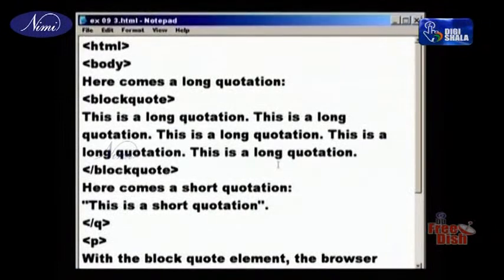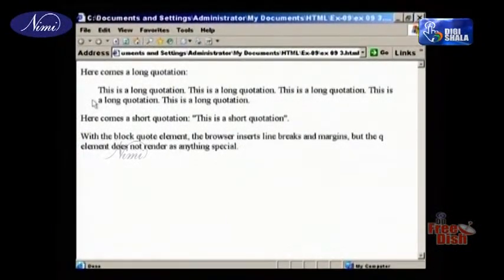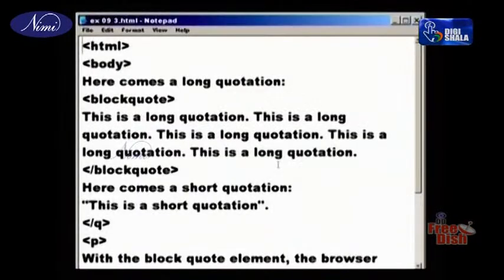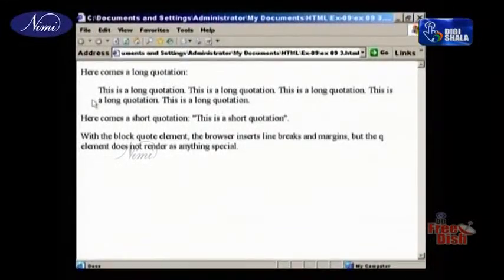The block quote tag defines a long quotation. A browser inserts white space before and after a block quote element. It also inserts margin for the block quote element. The Q tag defines a short quotation. The browser will insert quotation marks around the quotation.